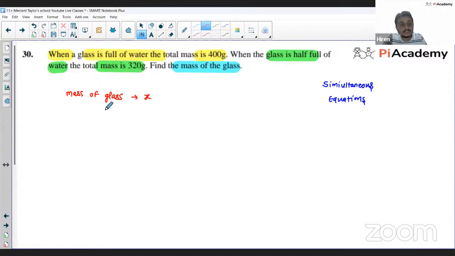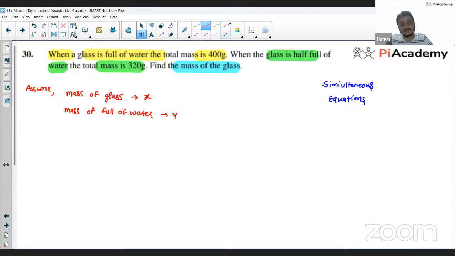Yes, this is the X. You can write: assume mass of glass is X. And mass of full of water, I'm writing the full of water, so when it is full, it is Y. So full of water equals Y. These are the two assumptions from our side.